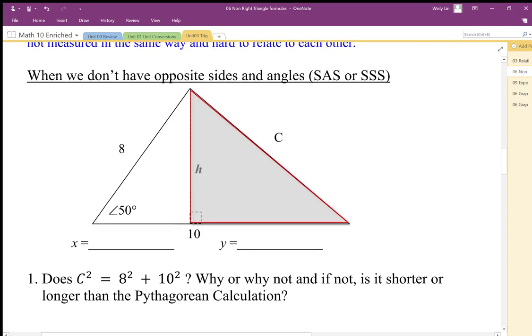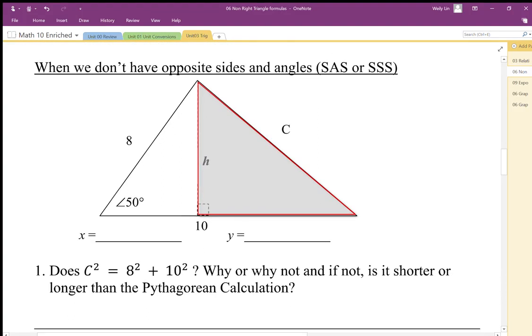So what happens when we don't have opposite side and angle pairs? In this case here, we have something called side, angle, side. So I don't have this angle, so I don't have a pair here. I don't know that side, so I don't have a pair here. I don't know this angle, so I don't have a pair here. So what do I do? Well, let's just see what we can do here.